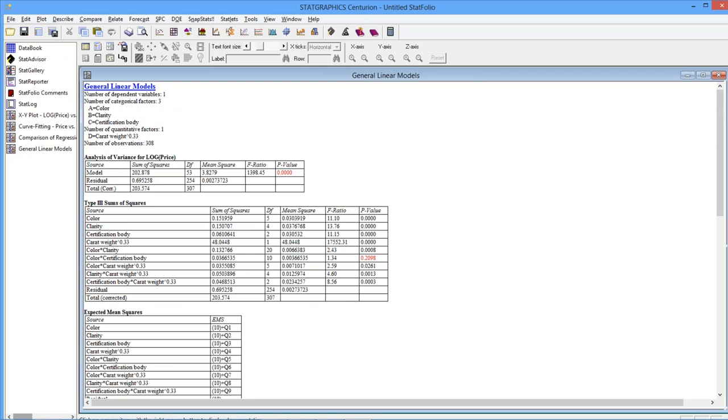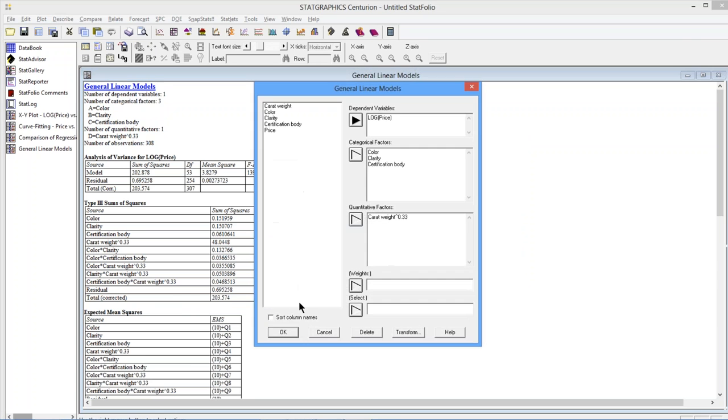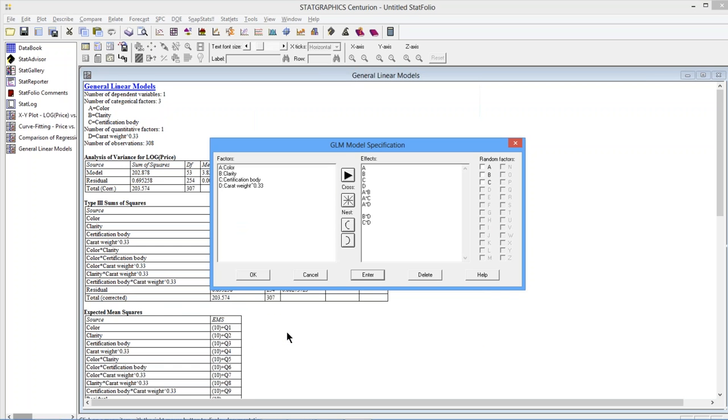Okay. Now, that disappeared, but I see there's another one that's not statistically significant. That's color times certification body. So let's go back and take that one out. Color times certification body is a C. So let's get rid of that one.